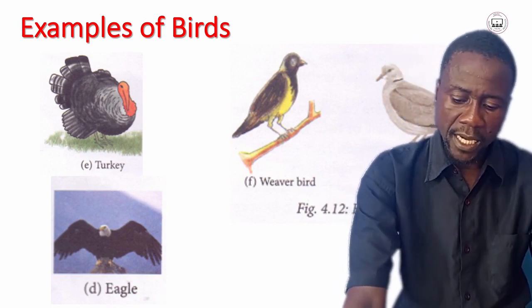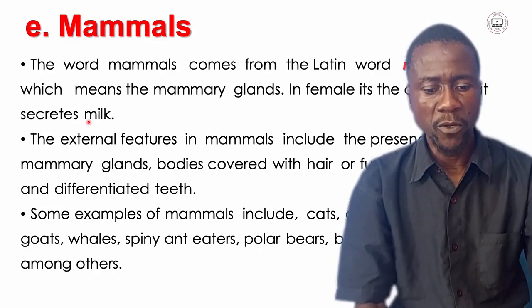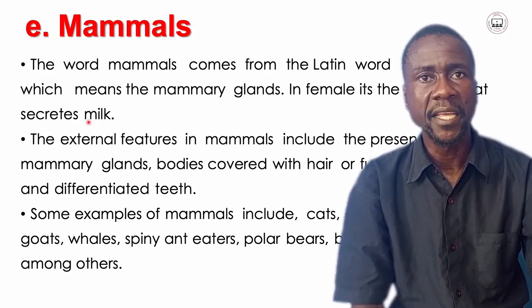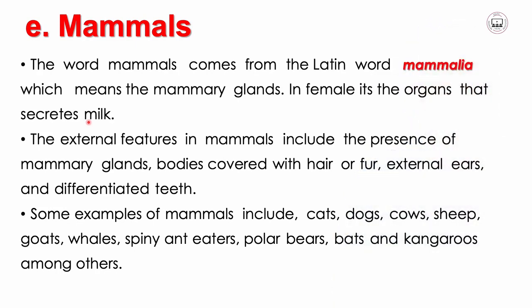Now we have the last group, which are the mammals. The word mammals comes from the Latin word mammalia, which means the mammary glands. The mammary glands, in females, are the organs that secrete milk. The mammals have mammary glands, and these mammary glands are found in female mammals. And these female mammals secrete milk.